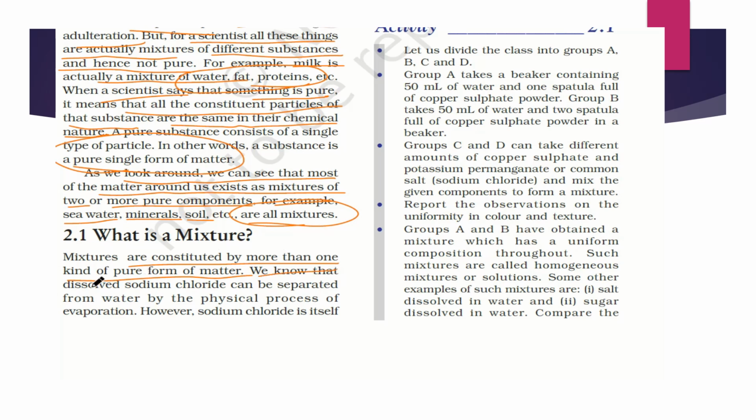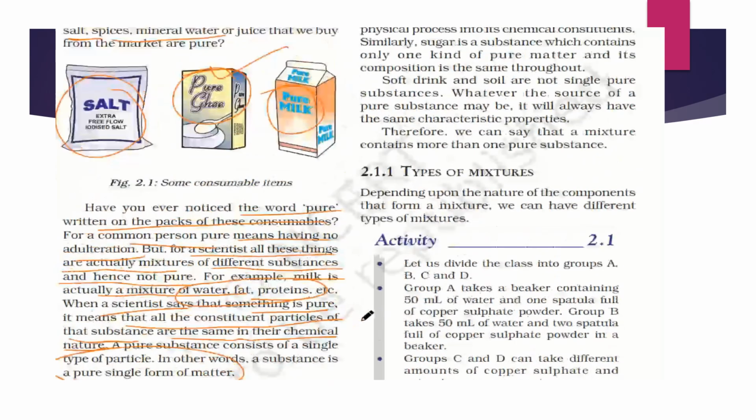We know that dissolved sodium chloride can be separated from water by the physical process of evaporation. What is sodium chloride? You are in 9th standard now. You know that sodium chloride is NaCl, sodium and chlorine. It can be separated by evaporation when we are boiling dissolved sodium chloride in water. If you are boiling water, water will evaporate, and sodium chloride will stay back in the container. So that is a mixture.